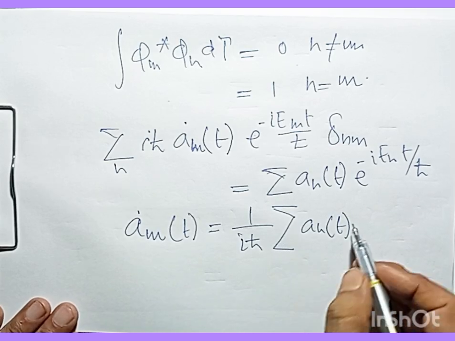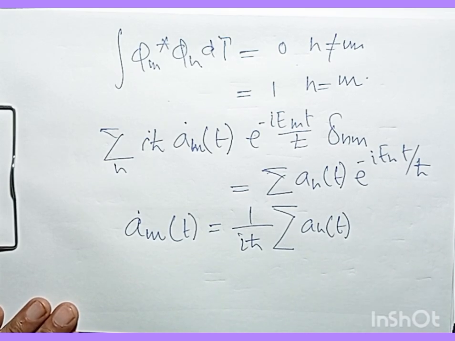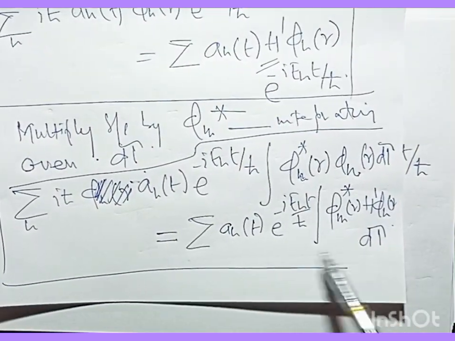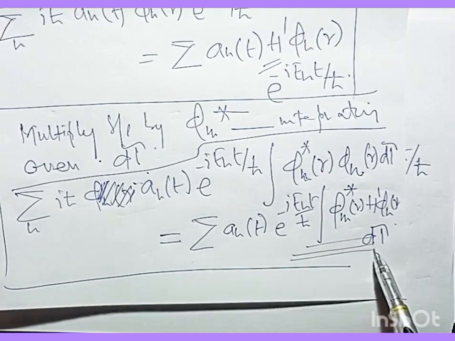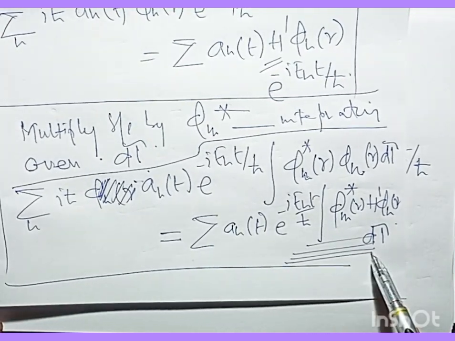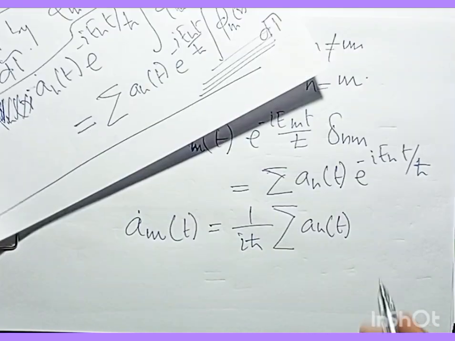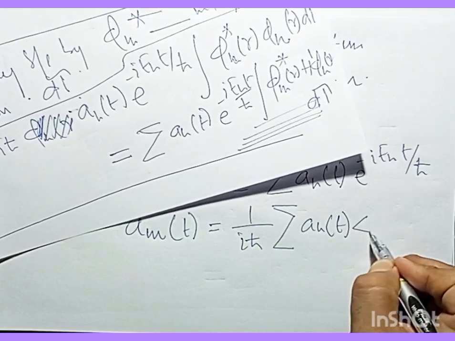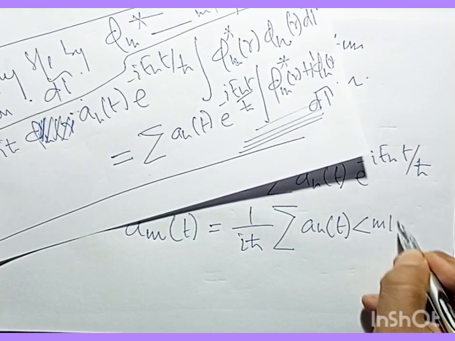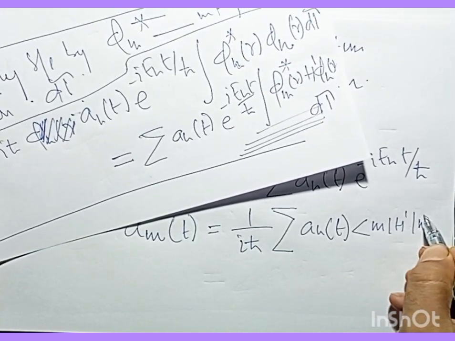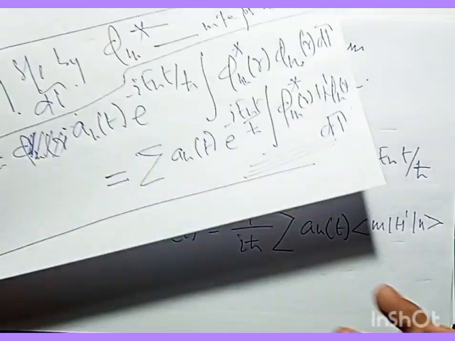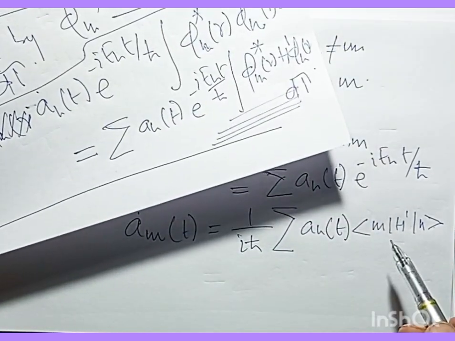And the integral that we have here, this integral is the matrix element. So I can write down this integral in terms of the matrix element. So what will be that? That will be m h dash n. So this is the matrix element for this perturbation Hamiltonian.